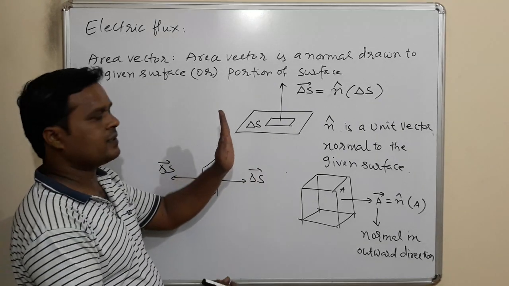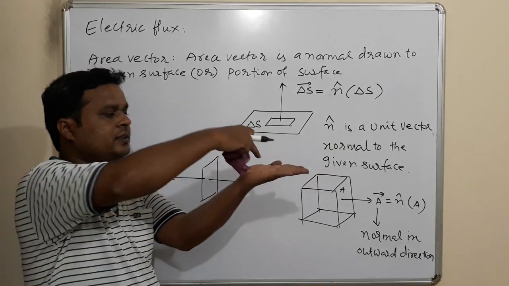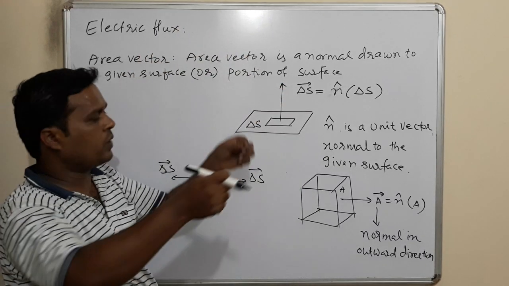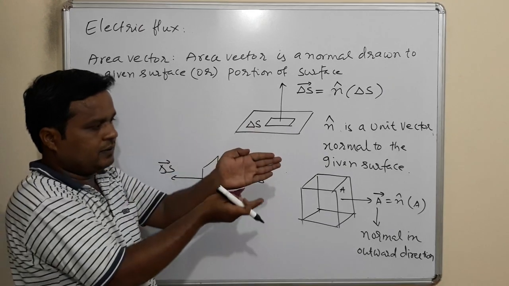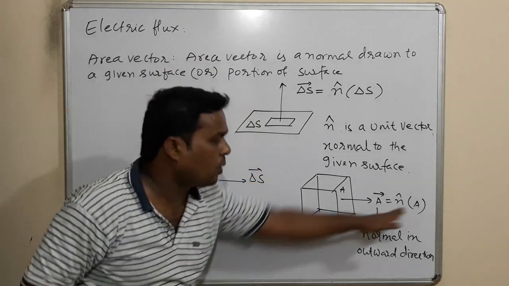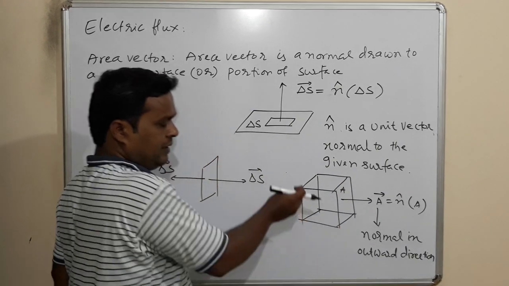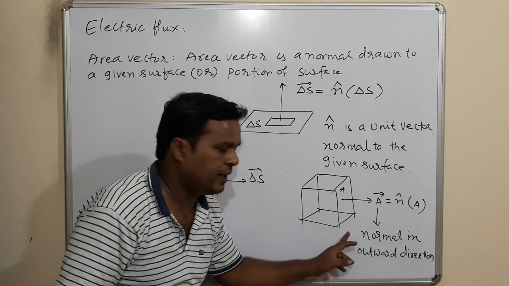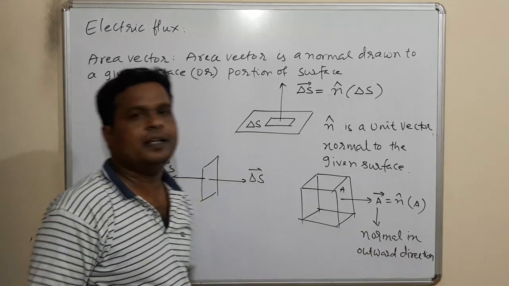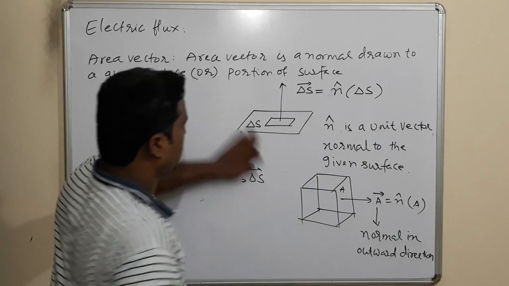If it is a surface like this, if you draw a perpendicular line, this represents the area vector. If it is a cube, then to every surface you can draw the area vector. To this surface, to this surface, they must be drawn outward, not this side. For a closed body, the area vector to any portion of area will always be a normal in the outward direction. This you remember.